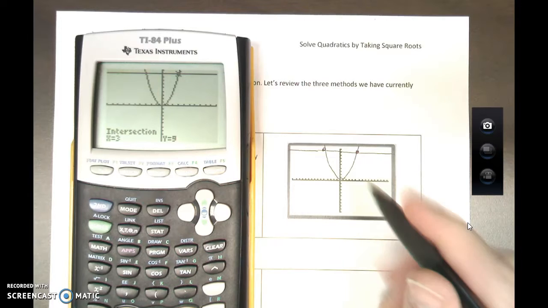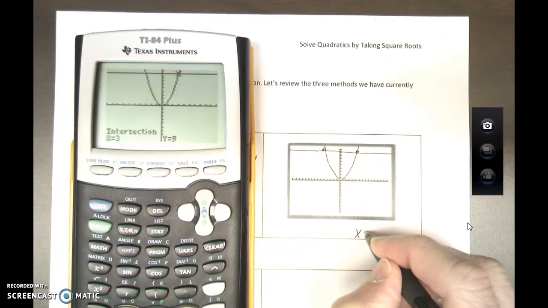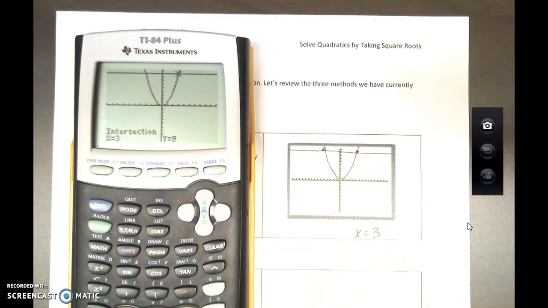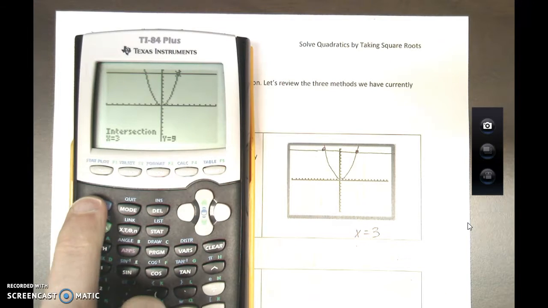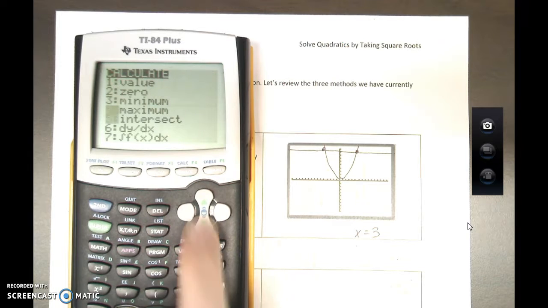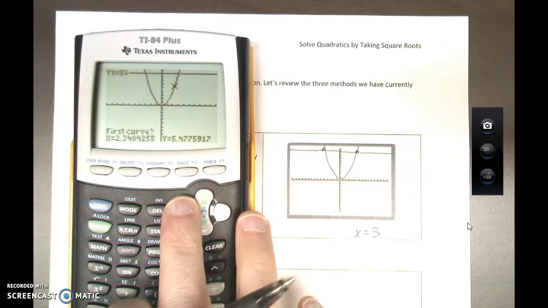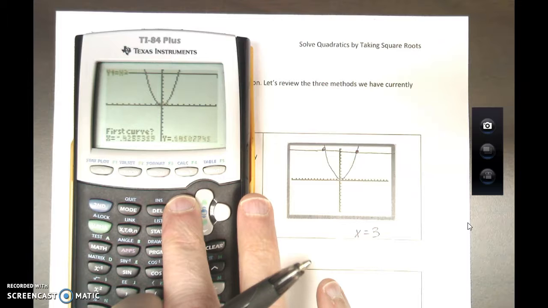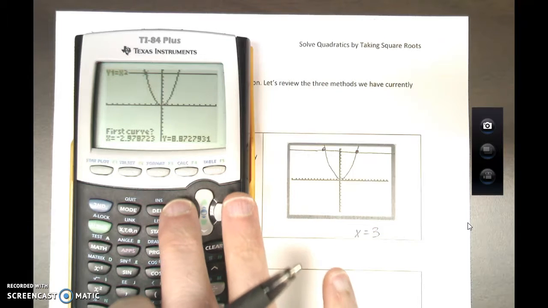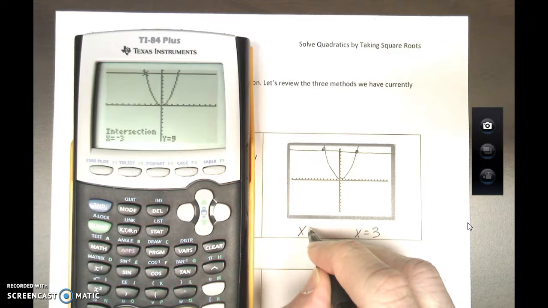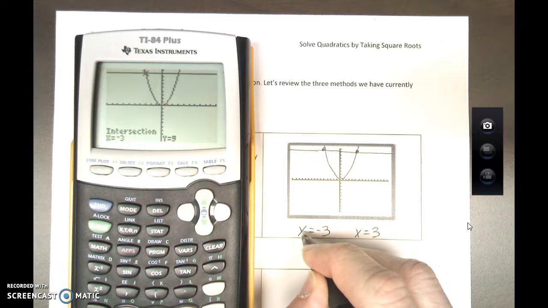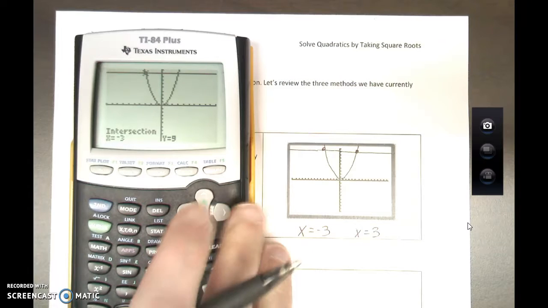So the intersection there, one of my solutions is x equals 3. That's this solution. So now I have to check the other solutions. I'm going to do second, trace, intersect again. This time I'm going to move to the left. And I'm going to hit enter 3 times. My other solution is x equals -3. So this was one method we had learned to solve quadratic equations.